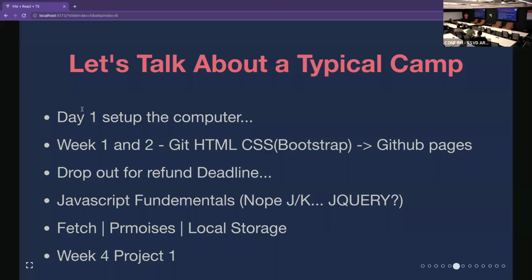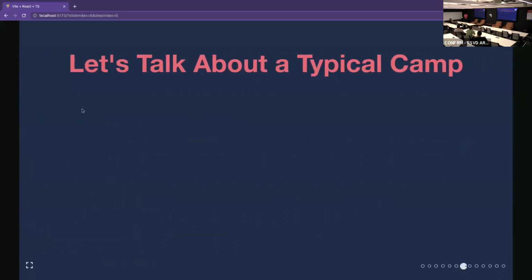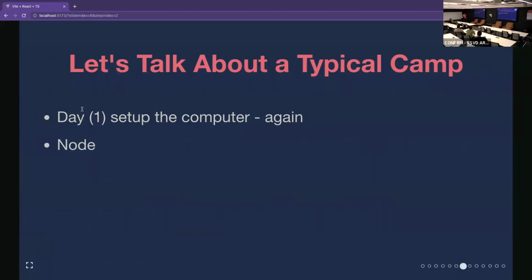This thing that you built is cool, but nine times out of 10 it's not going to be impressive enough to get you through your first round of interviews and get you somewhere. But you built something, thumbs up, love it. Then day 1, set up the computer again. Why? Because now we have to do Node.